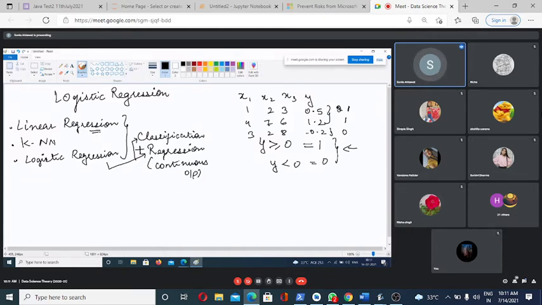I'll repeat it again. Logistic regression is commonly used to estimate the probability that an instance belongs to a particular class. Just read it, understand it, and make me understand what exactly it means.